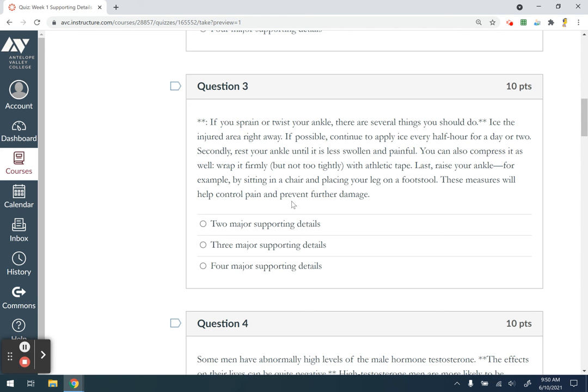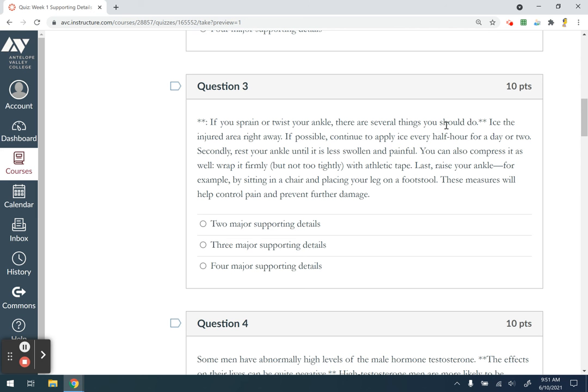So what we're looking at here is we're talking about the ankle and what has happened to this ankle. So the main idea here is if you sprain or twist your ankle, there are several things you should do. Well, what are those several things? That's your key word here, several things. Well, 1 is ice the injured area right away. So that's 1 major detail. And then here's a minor detail. If possible, continue to apply ice every half hour for a day or 2. So it's giving you more information about icing that.